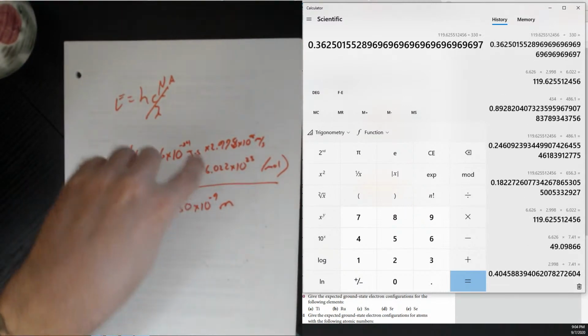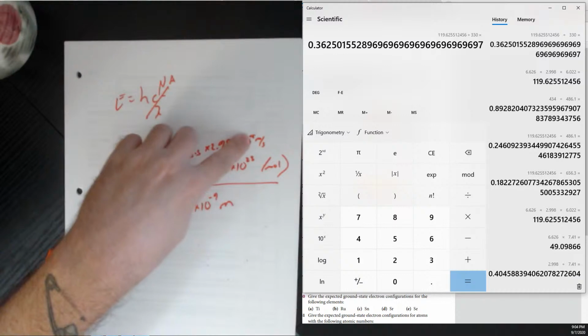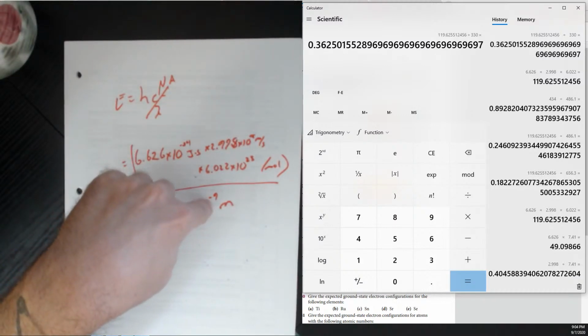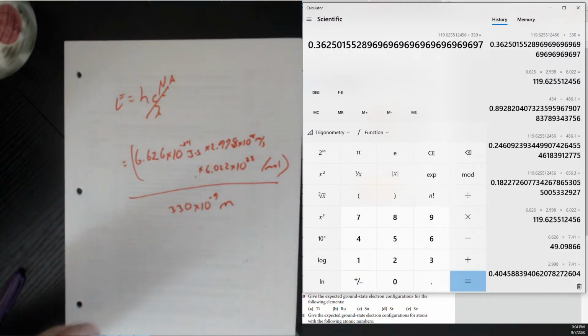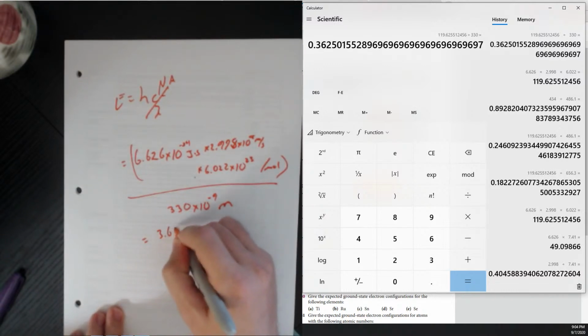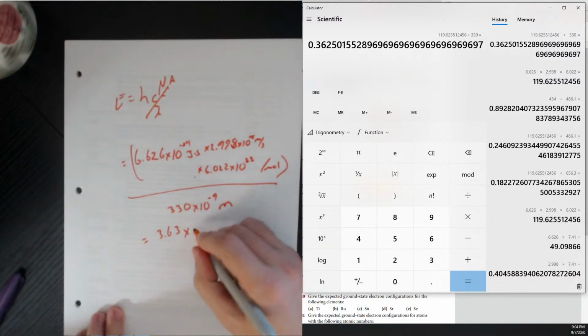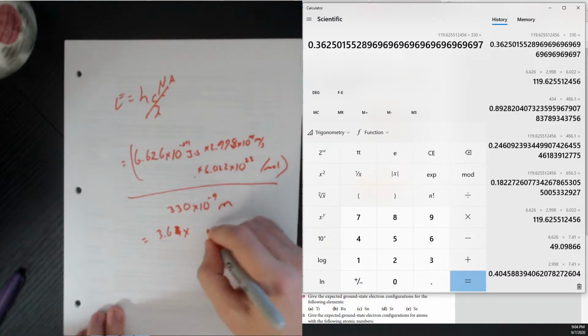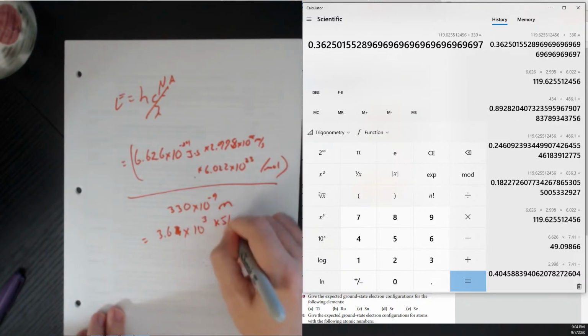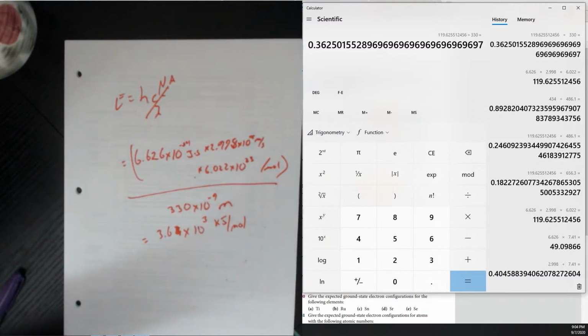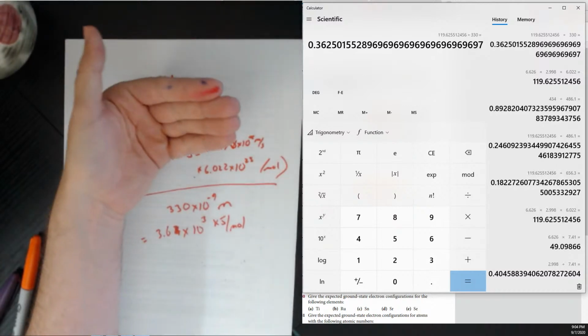All right, 34, negative 11, negative 3, positive 6. So 3.63 times, technically it's just 3.6, times 10 to the 3rd kilojoules per mole. My finger is all covered in marker.